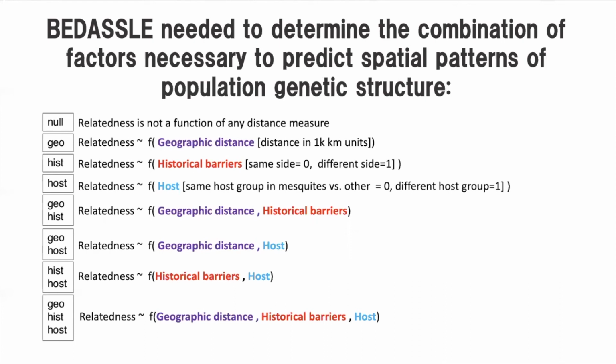Similar for hosts, where I'm just grouping Prosopis species together versus everything else. If you're in the same host group, you have a distance of 0 in the host variable, and if you're in a different host group, you have an ecological distance of 1 there. And then we look at all combinations of those different factors, up until the full model that includes all 3 factors.